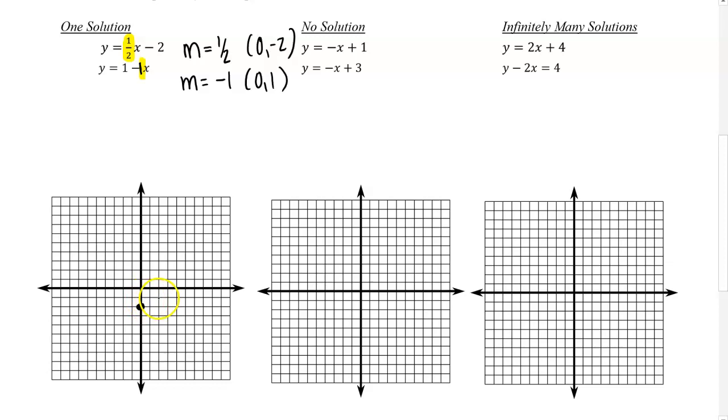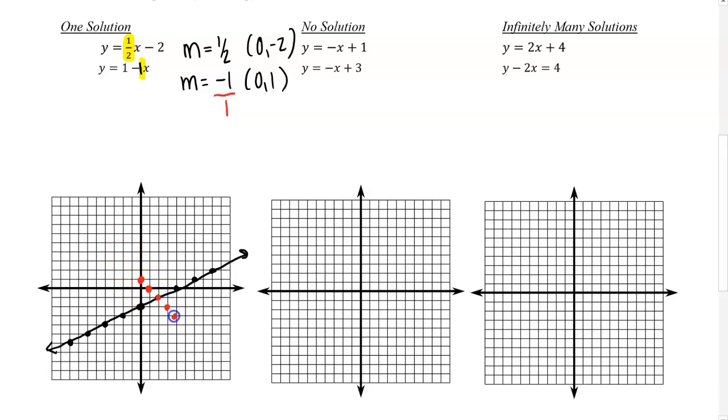And the slope tells me to go up 1 and right 2, or down 1 and left 2 would be the exact opposite of that. Draw my line. I'm going to graph my second line with a y-intercept of 0, 1 in red. So here's 0, 1 on the y-axis. If the slope is -1, I write that over 1. It's telling me that the slope means I should go down 1 and right 1 from my y-intercept.